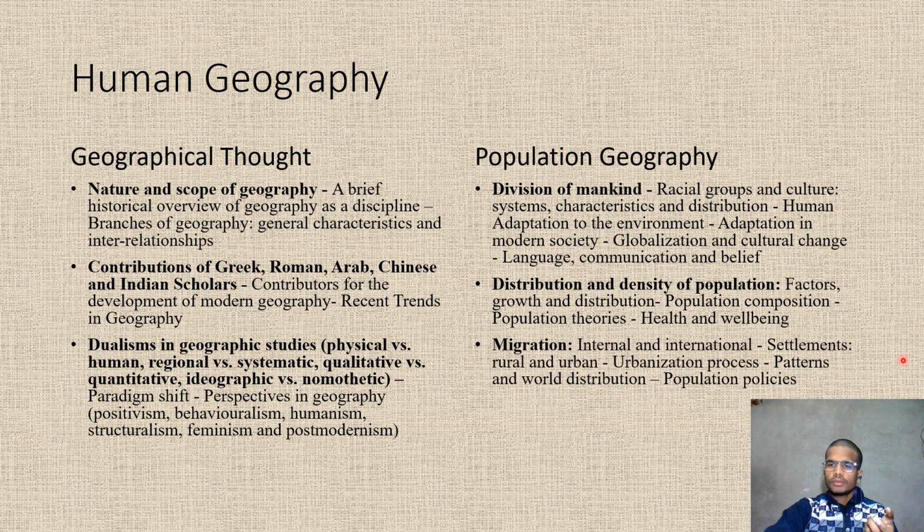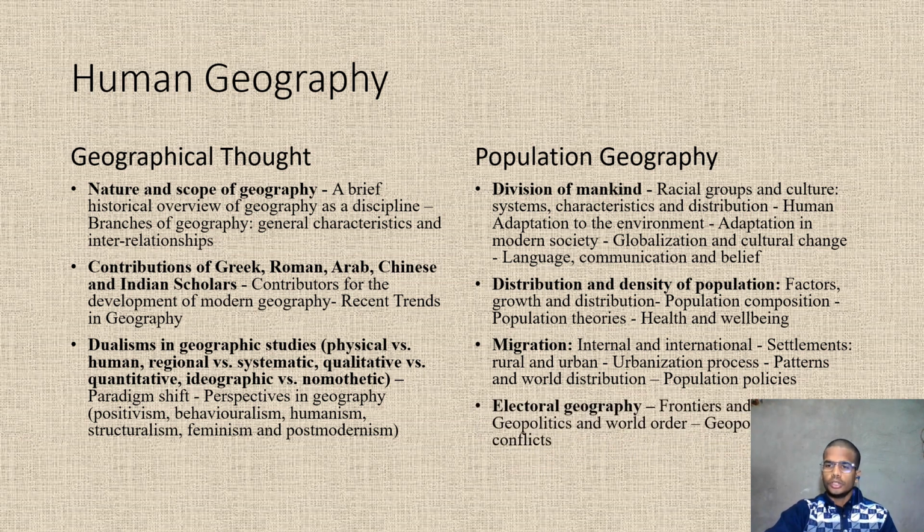Next part would be migration, internal and international, and settlements, rural and urban. In settlements, you need to know the rank size rule. Questions are asked based on the rank size rule. Then urbanization process, pattern and world distribution, and population policies. These questions will be asked to you. In migration, the push and pull factors which are responsible for migration of population are also asked. So you need to go through this topic very diligently.